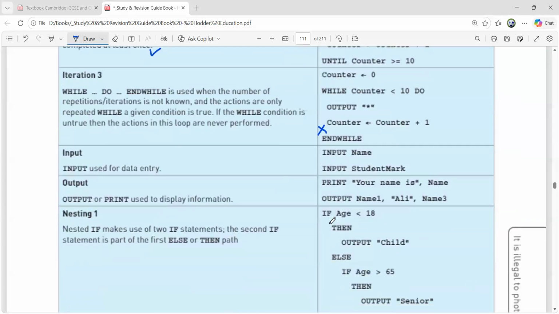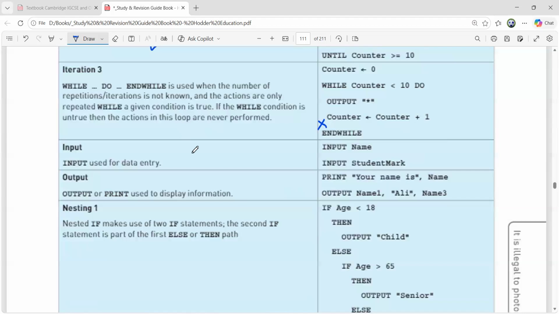Then input is taken by using the keyword input. And by the way, let me tell you, there's another word that is read.